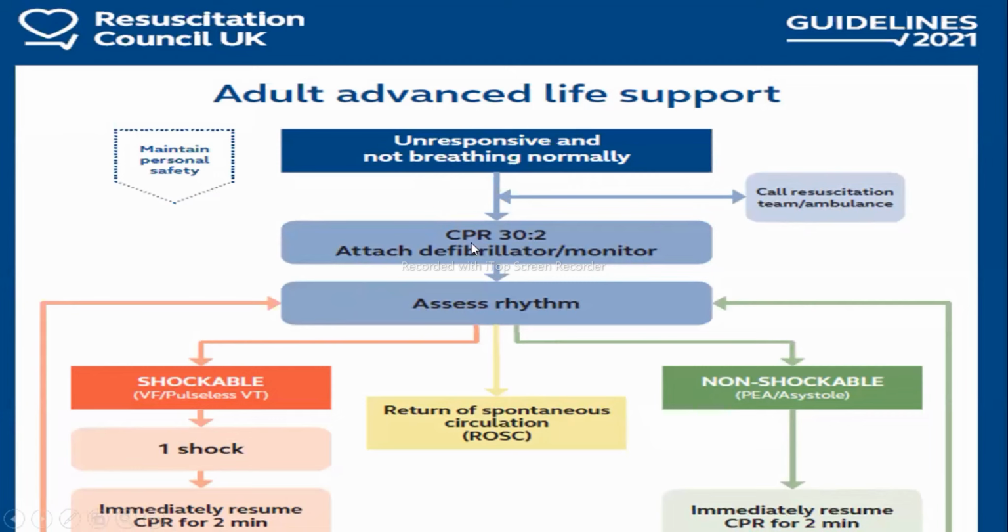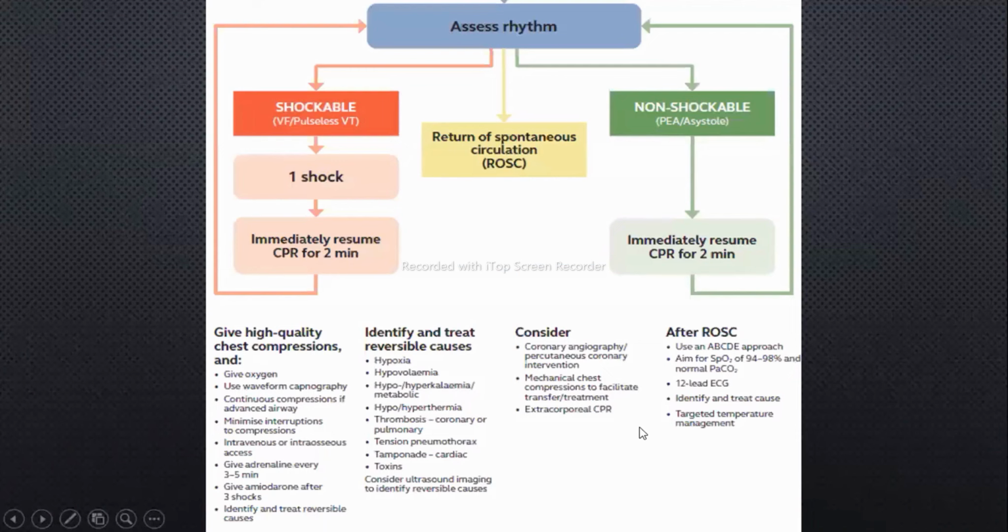After you confirm arrest, you will start CPR 30:2, attach the defibrillator monitor, and assess the rhythm. You have to check if the rhythm is shockable. If you find on the monitor VF or pulseless VT, you will give a shock. After that, CPR for 2 minutes. If you find the rhythm is non-shockable, so PEA or asystole, you will not give a shock. You will immediately resume CPR.